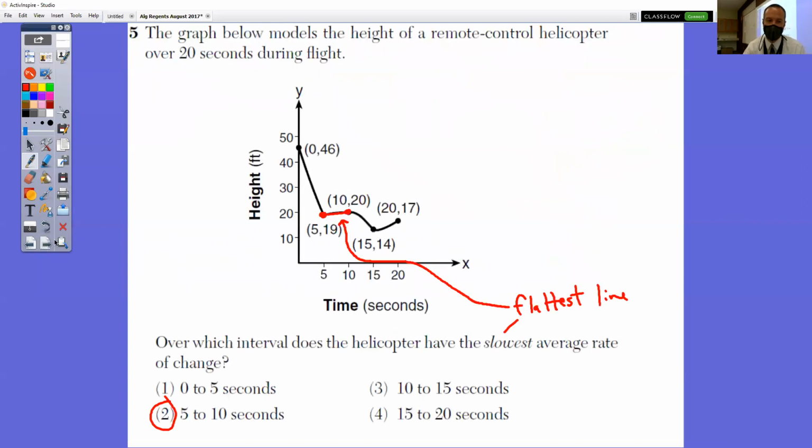In question number 5, over which interval does the helicopter have the slowest average rate of change? The slowest average rate of change would be the most flat line, because that's the one that's changing the least. The one that's changing the least, the flattest line, is right here in between 5 and 10 seconds.